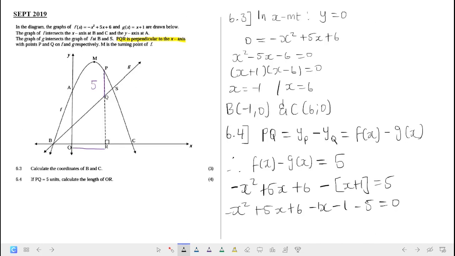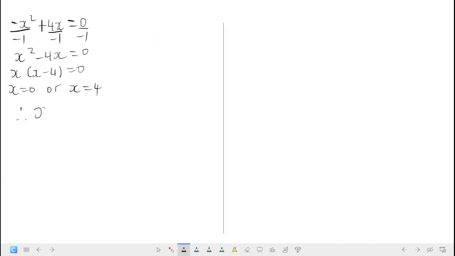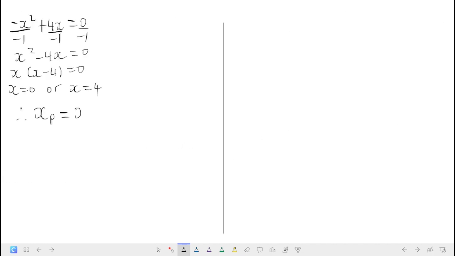Now since here we can see what is happening, we can see that PQ is not on the y-axis, it is on the right of the y-axis, which means the x values here for P and Q need to be positive. Hence we're going to say that the x value of P is going to be the same as the x value of Q, and also the same as the x value of R, which are all equal to 4.